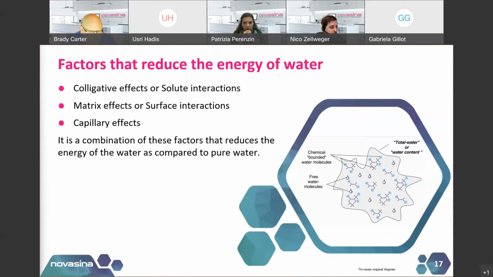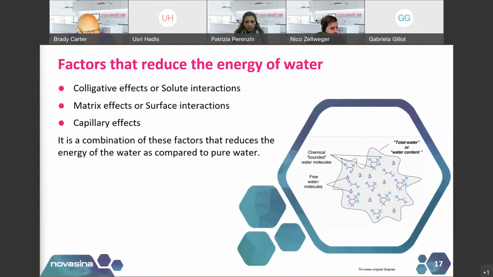But also these water molecules that are having these interactions, whose energy has been reduced, are now no longer going to be accessible to microorganisms, or for chemical reactions to occur. And so that's why water activity has these strong correlations to factors that impact quality and safety of pharmaceutical products. We call these interactions between different molecules matrix effects or surface interactions.